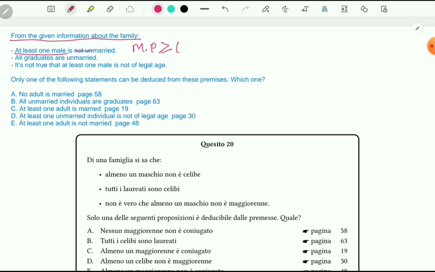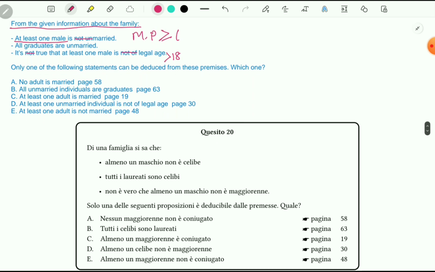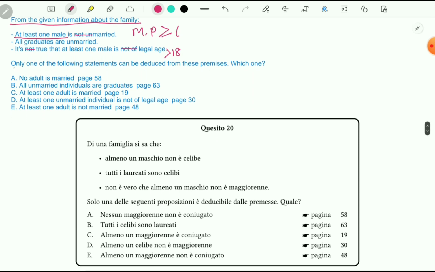It is not true that at least one male is not of legal age. So to understand simply, we can cut this not and this not, so it becomes, it's true that at least one male is of legal age. Legal age means someone greater than 18 years old. Okay, now let's find out further. Only one of the following statements can be deduced from these premises. Which one? We have to find out.